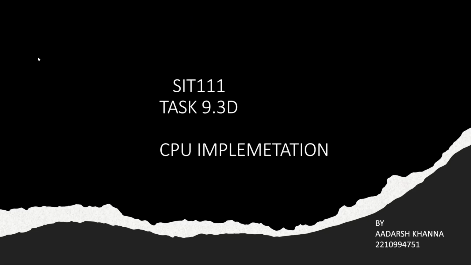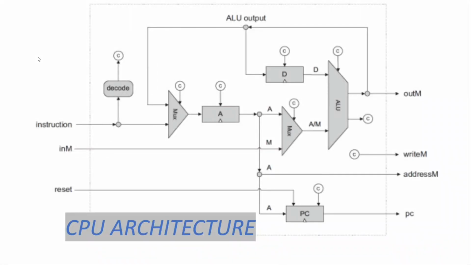Hello everyone, myself Adarsh, and today I'm explaining the CPU implementation. In the given diagram of CPU architecture, we are using several logic gates such as A register, D register, ALU, multiplexer or MUX, and PC or program counter.